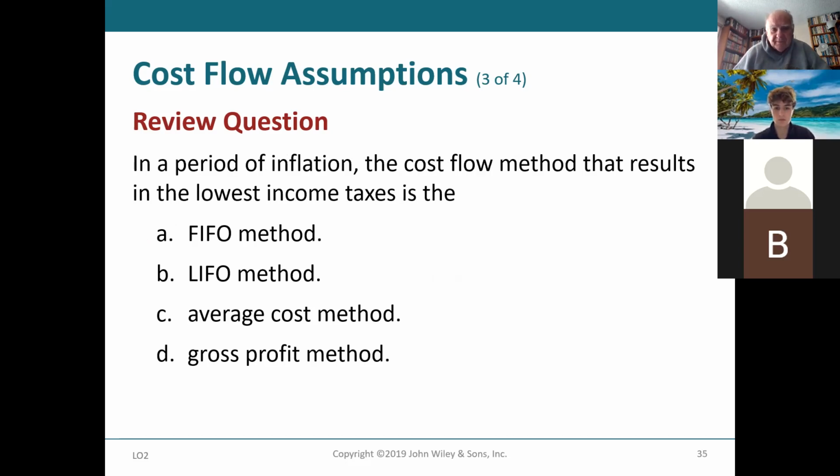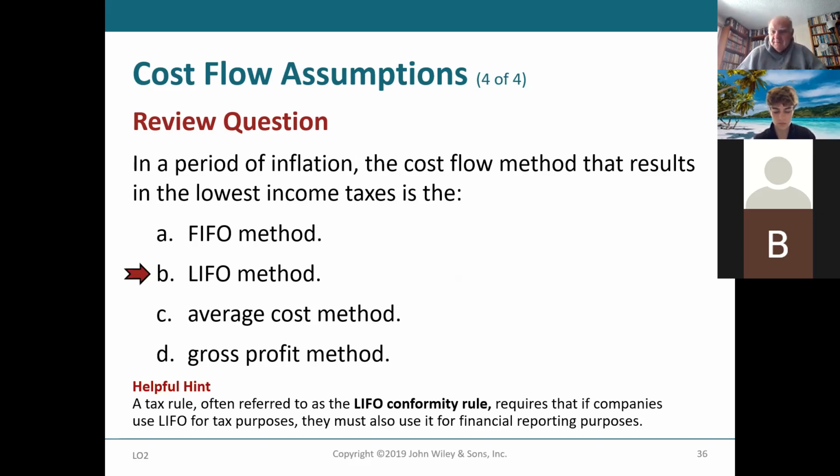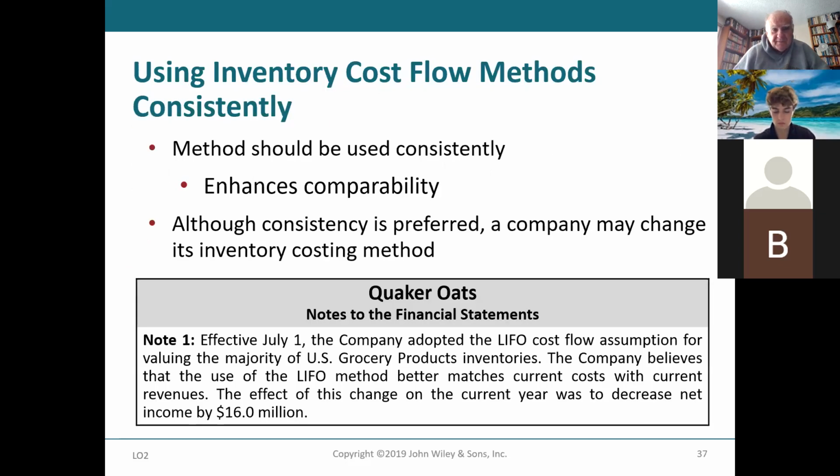In a period of inflation, the cost flow method that gives you the lowest income taxes would be LIFO, because you're selling all the expensive stuff first. And you want to use these methods consistently. You just can't change from month to month. You have to have a good reason for changing your inventory costing method, and it has to be approved before you can even do it.